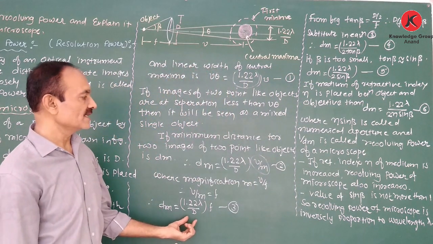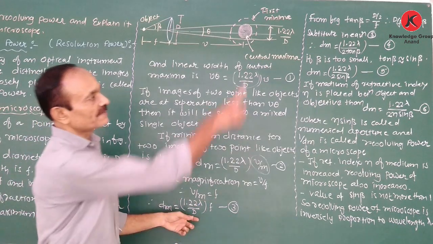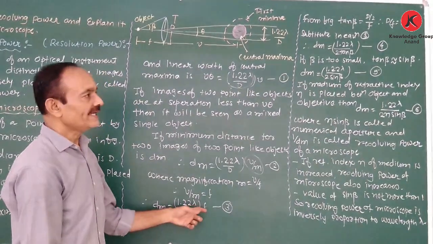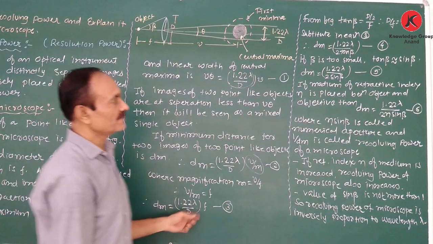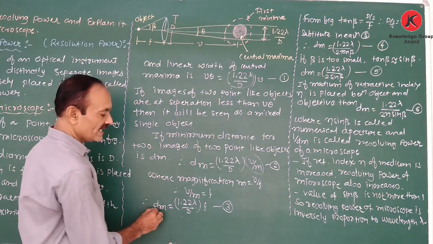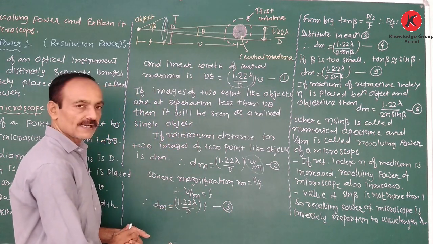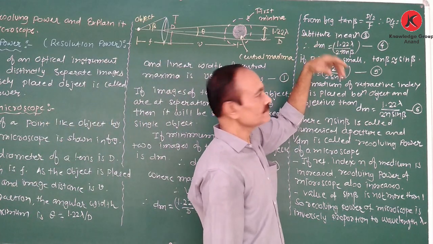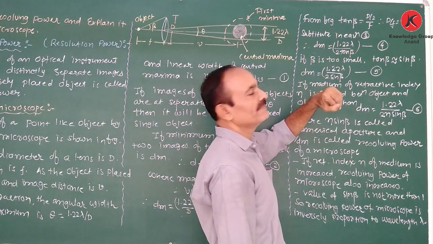We substitute in this equation. Here we obtain the value of d upon f. Therefore, f upon d is equal to 1 upon 2 tan beta. Substituting in this equation, dm is equal to 1.22 lambda upon 2 tan beta. Therefore dm is equal to 1.22 lambda upon 2 tan beta.